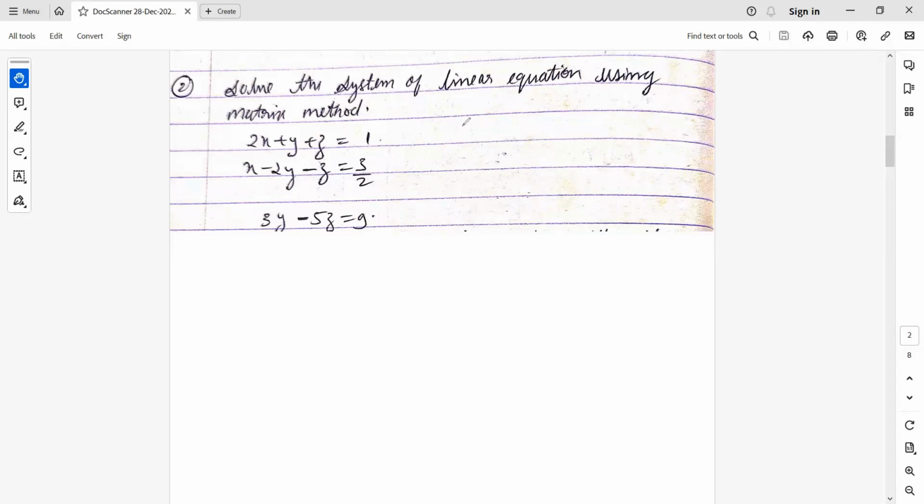So 3 simple steps we discussed that day. First one, writing the matrix in the form A, B and X. So this is the first step. You need to convert the given system in the form of A, B and what? A, B and X.